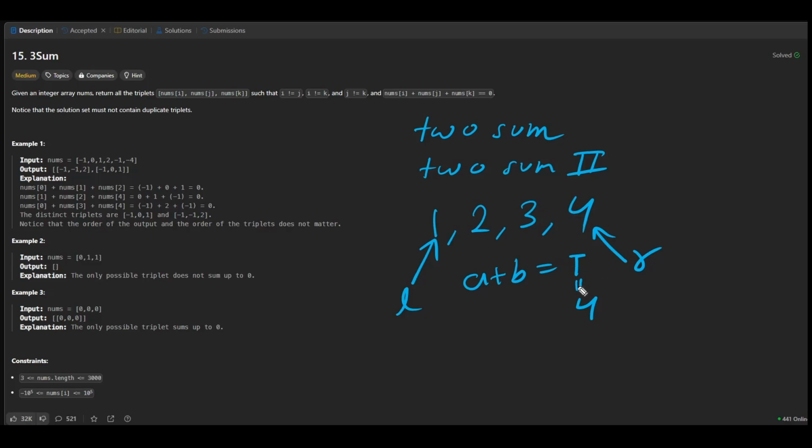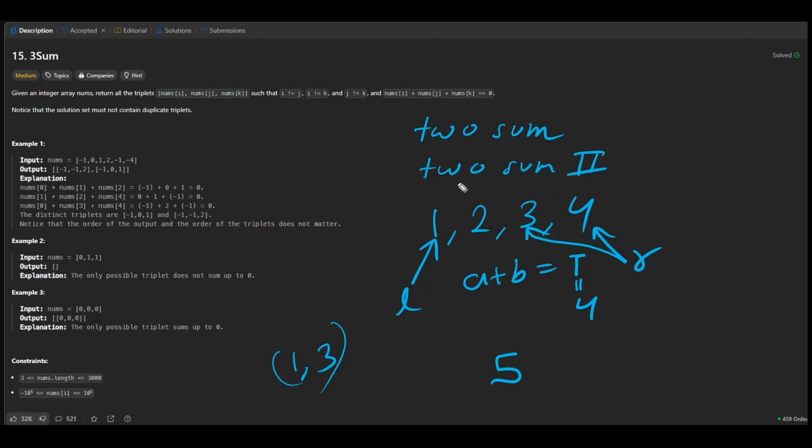So if I want to find 4 and a plus b over here is giving me 5, I'm getting a higher value. I want to reduce it. So to reduce it, I would move the right pointer to the left side to a smaller value. So right moves to over here. Now we have 1 plus 3, which is 4. So we got the answer. 1 comma 3 is one of the answers.